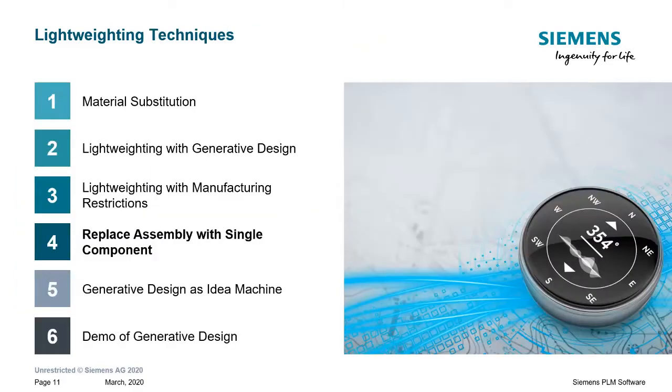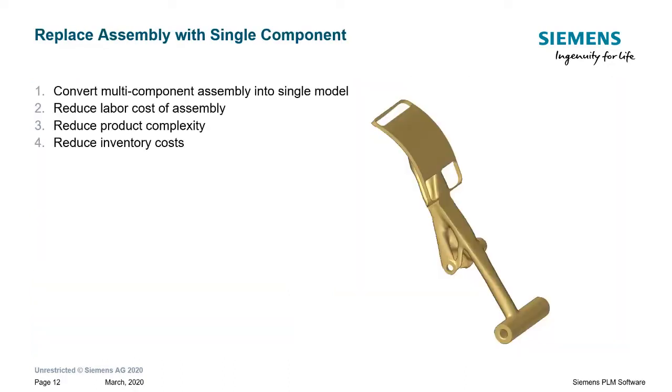What about replacing an assembly with a single component? We have an example for that also. This comes from the automotive industry, where we replaced a multi-component assembly into a single model. We reduced the labor cost of the assembly, we also reduced product complexity, and we reduced inventory cost.